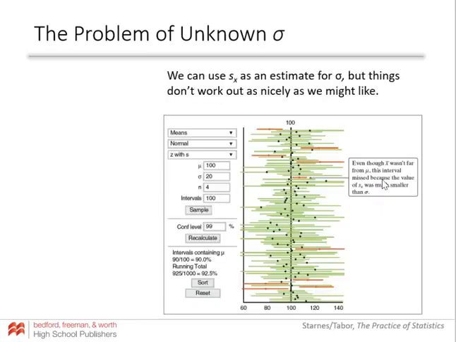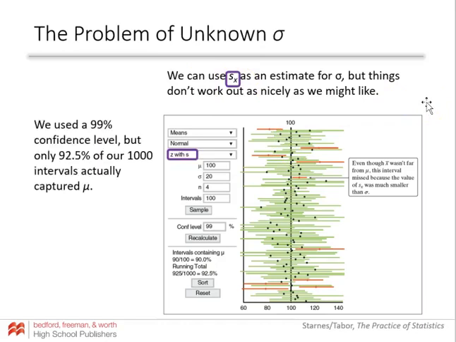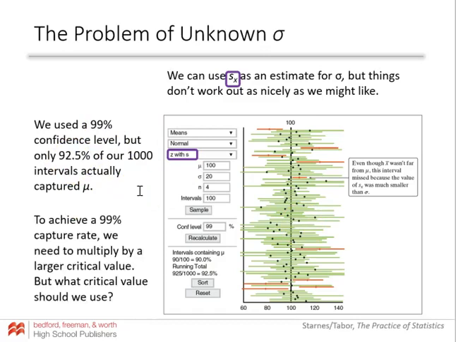All right, so what some really smart people tried was, okay, let's just use Sx, or the sample standard deviation, as an estimate. But when we do that, the confidence levels don't really work out. You can see they did a 99% confidence level, but only 92.5% of the intervals actually captured the mean. So that's no good either.